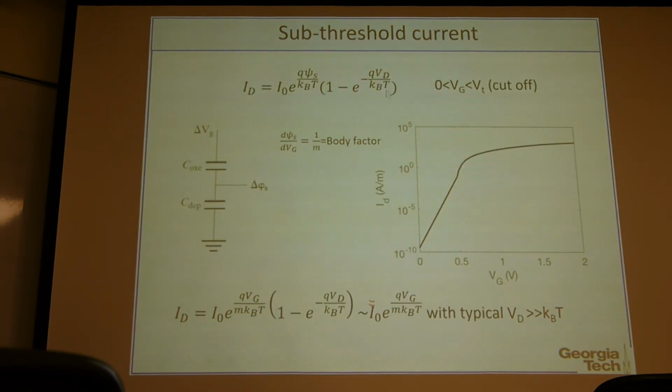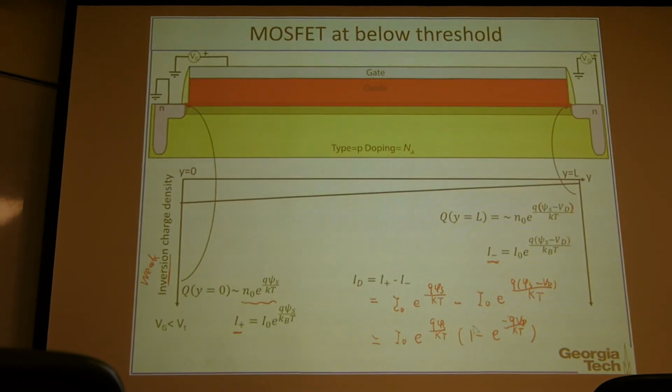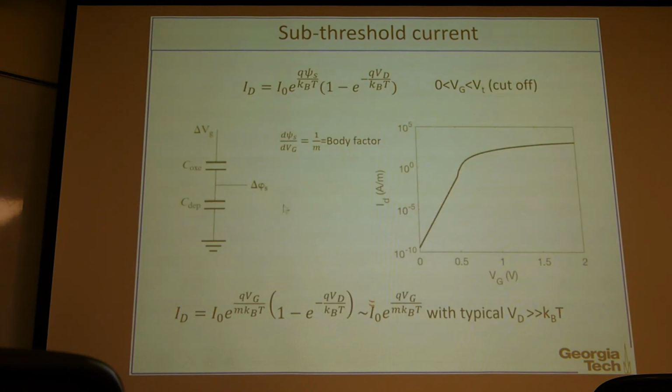This is exactly this one, so I just show it again here. So this is when the gate voltage is below the threshold, the so-called cutoff region or the subthreshold region. And then we eventually need to derive the drain current as a function of the drain voltage as well as the gate voltage. So here we need to know what the gate voltage is.